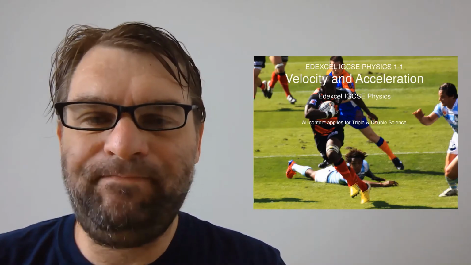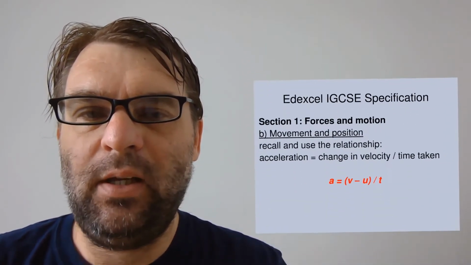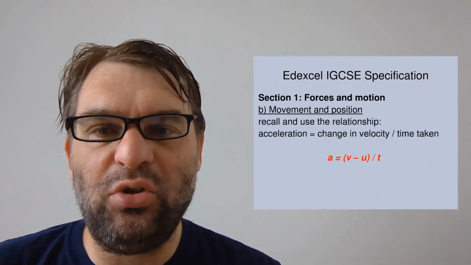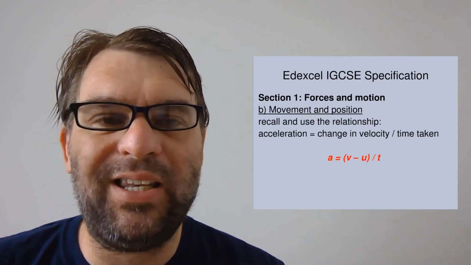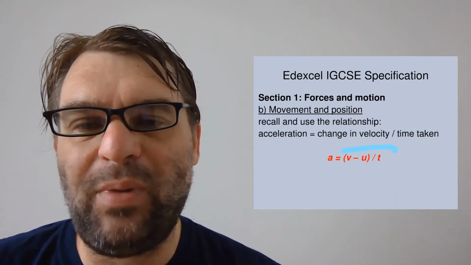So in today's lesson, we're going to look at velocity and acceleration. There's only one learning objective today. It is being able to recall and use the relationship: acceleration equals the change of velocity divided by time taken. And of course, there is an equation in red which you also have to be able to use.